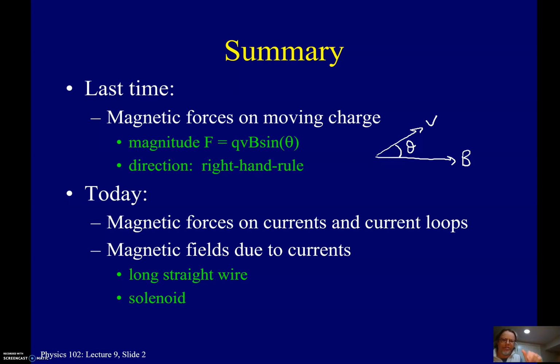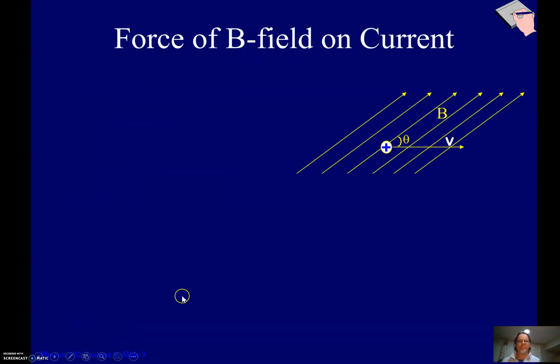We have 2 more to do today. So magnetic forces: anytime you have a current, it's going to have a magnetic field. So if you have an external magnetic field, it'll push on that thing. Or if you have 2 currents, you're going to make 2 magnetic fields. They can push or pull on each other, depending on whether they're long straight wires, solenoids, or otherwise. Alrighty, so first, force in a B field on a current.